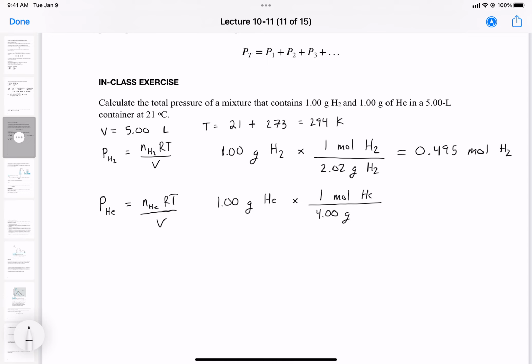4 grams of helium. So if we do that calculation, we get 0.250 mole helium. Now if we solve the PV equals nRT equation, we get pressure is equal to nRT over V. So let's solve for the pressure for hydrogen first.